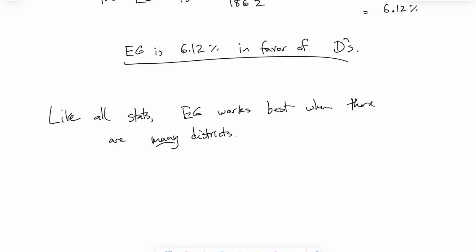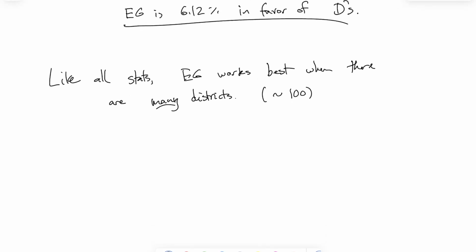So like all statistics, the efficiency gap works best when there are many districts, something like 100. In real life, you wouldn't use the efficiency gap in this kind of situation. With only 6 districts, it doesn't really tell you very much. Like all statistics, it works that way.